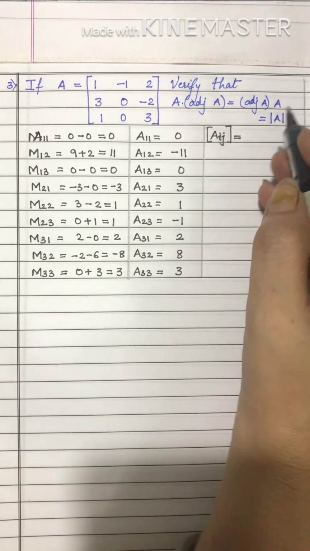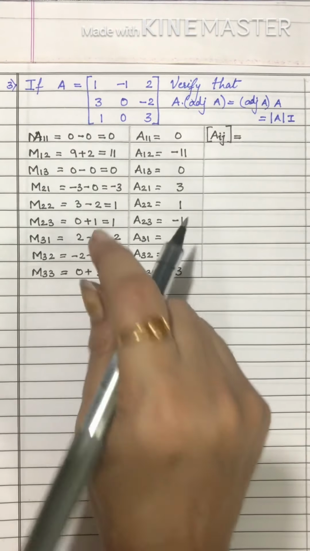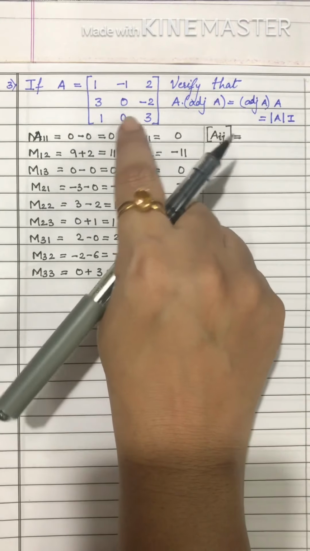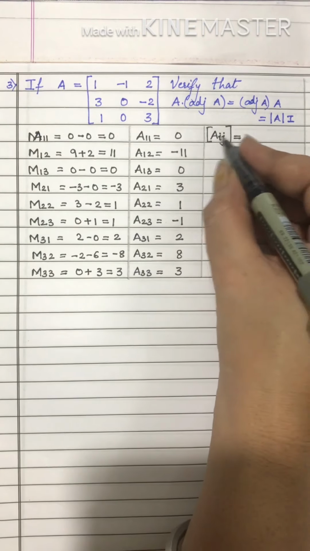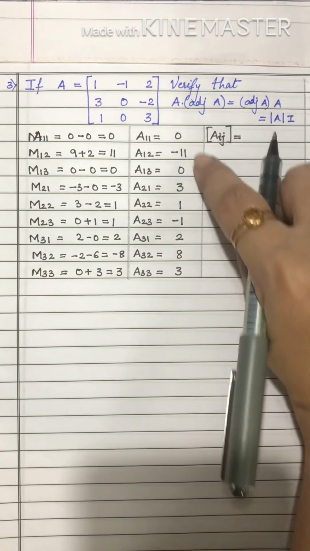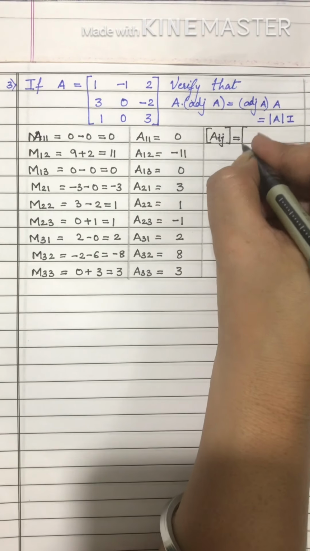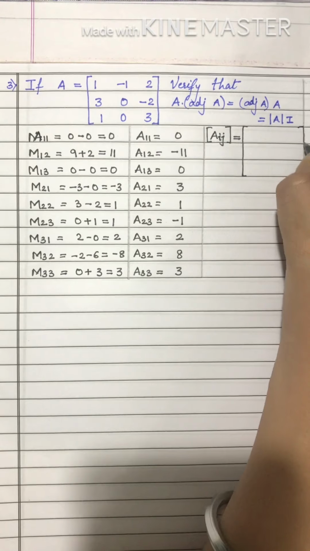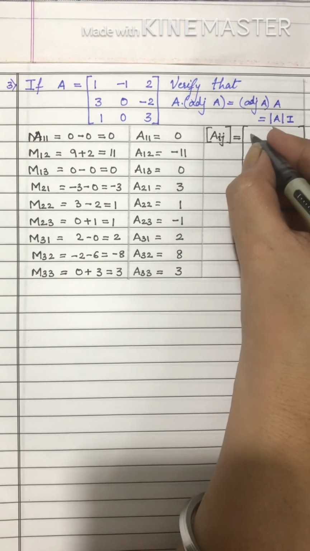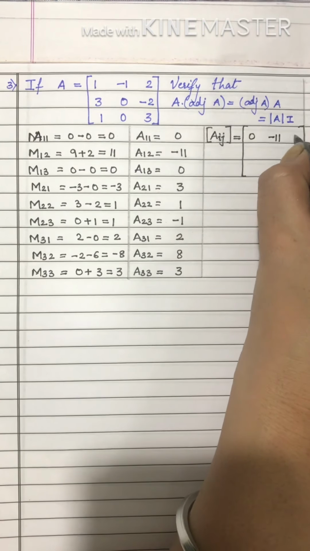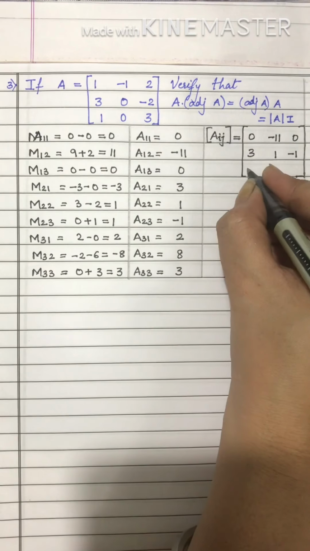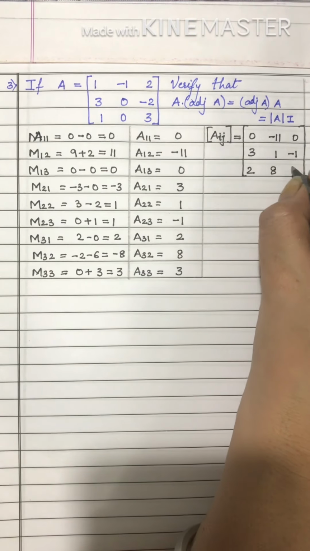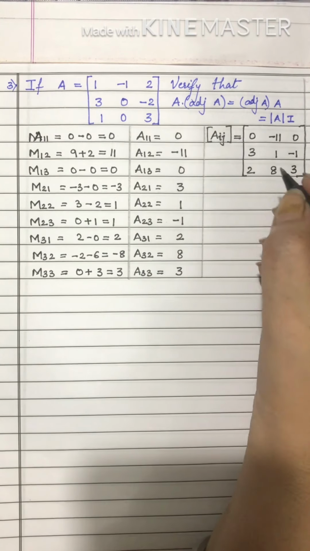Okay, so just to save time, I have already written the minors and cofactors for the given matrix, and here we write the matrix of the cofactors, that is placing the elements from here. It's going to be a 3 by 3 matrix. So we get 0 minus 11 0, 3 1 minus 1, and then 2 8 3. This is our matrix of cofactors.